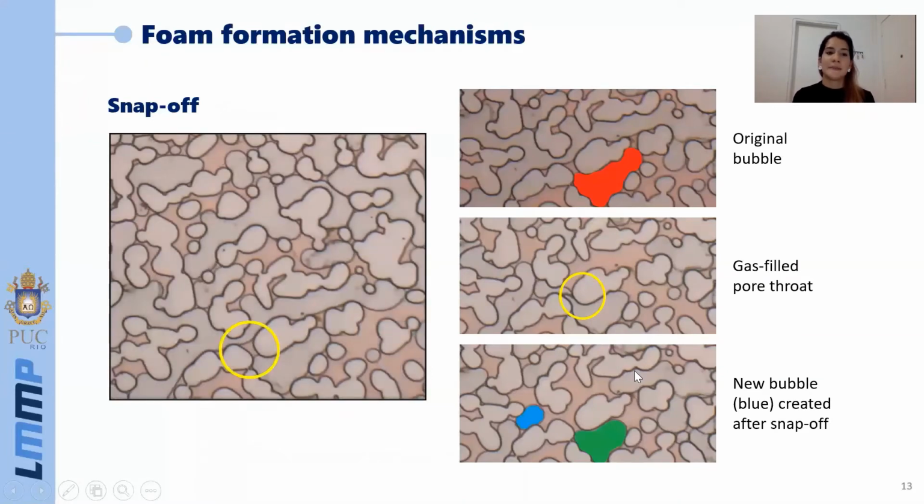The third mechanism is called snap-off. In this case, lamellae are created in the gas-filled pore throats if the local capillary pressure falls below about half of the capillary entry pressure of the throat. You can see here that we have an original bubble. This bubble flows through this throat and divides into two new bubbles, this and this one.